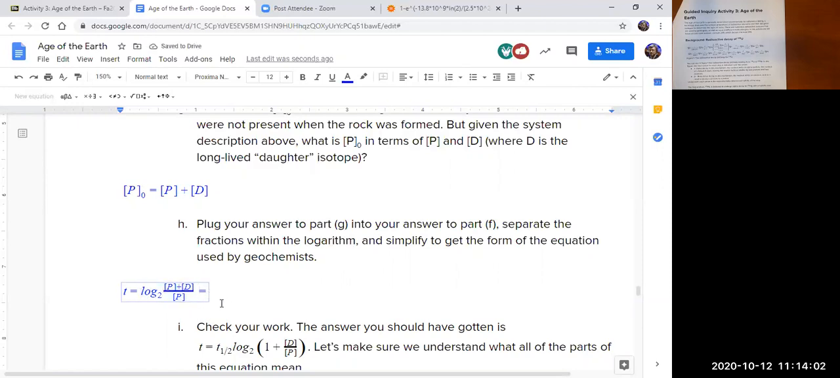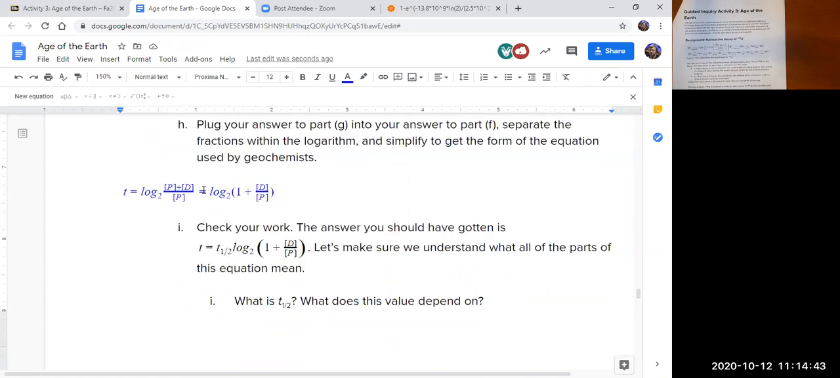Just for convenience, let's put in some parentheses so that we can see what we're taking the logarithm of once we separate stuff. If we separate the logarithm, then we end up here with that, but concentration of P over concentration of P is just 1. And there we have our expression.